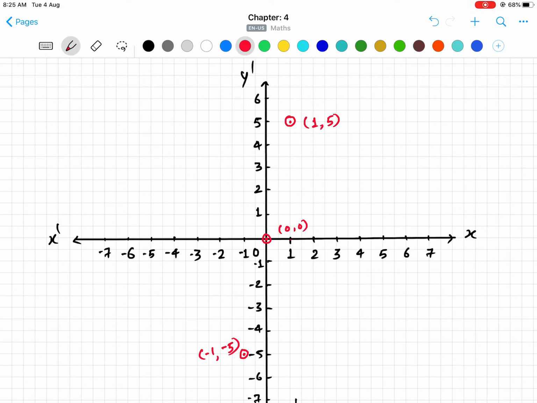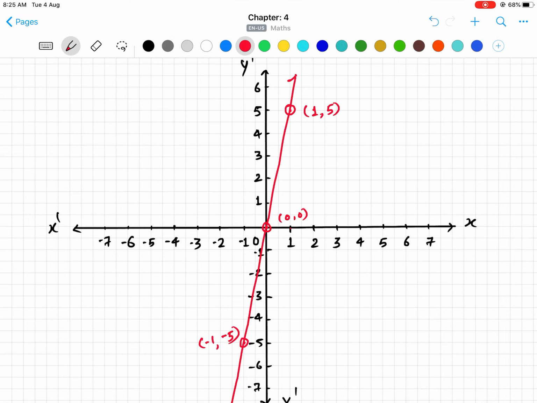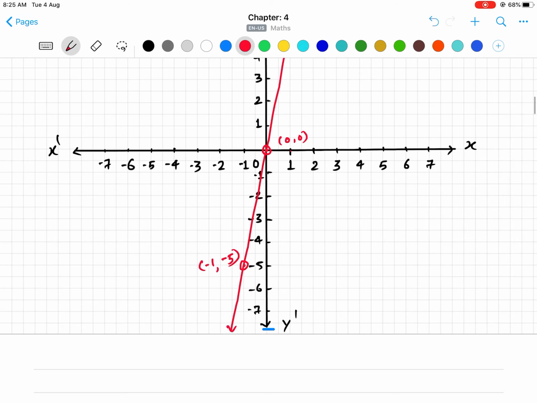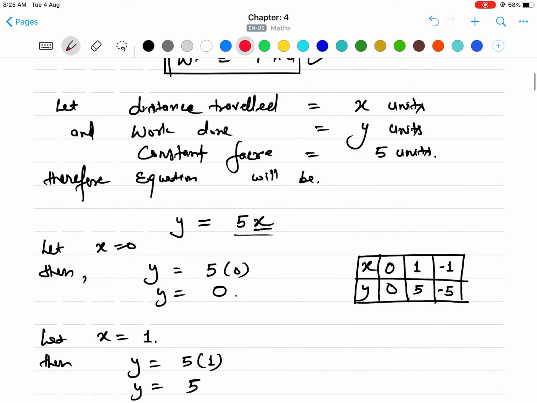Okay, so how are we gonna do that? By taking a scale, put the scale and connect all these 3 points like this, and we'll put the arrow at both ends. That means this line is continuous in both directions, and we will write the equation of the graph on this line, which is y equals 5x. So that's the solution of this question.